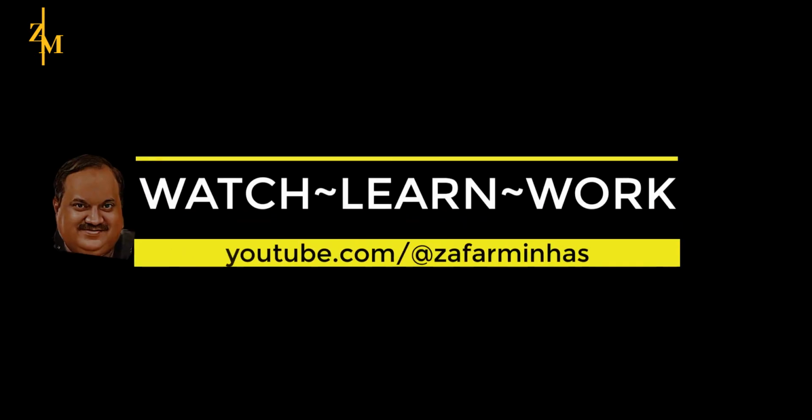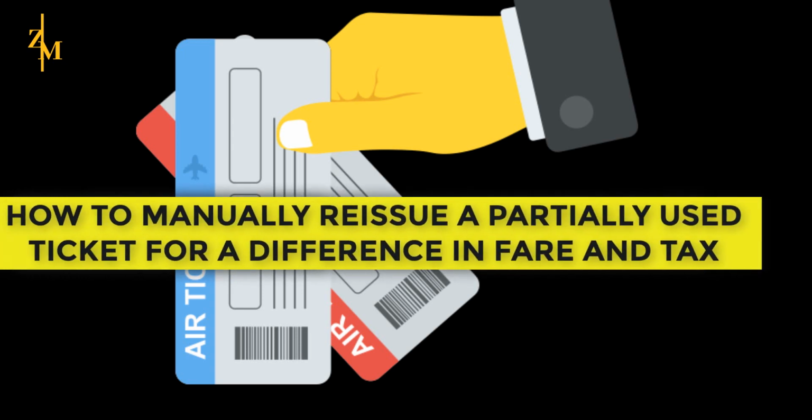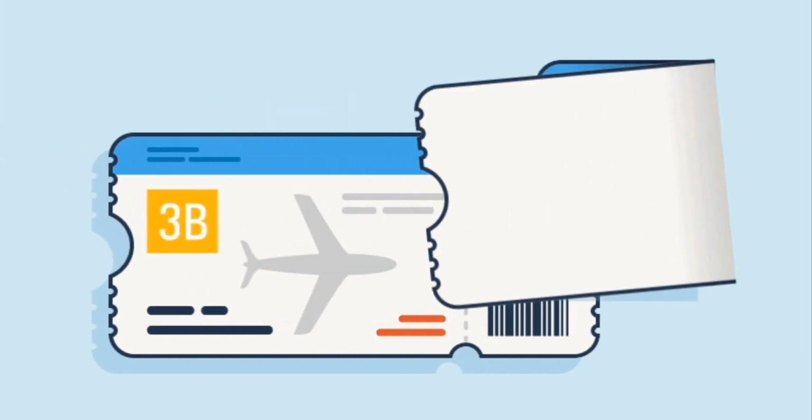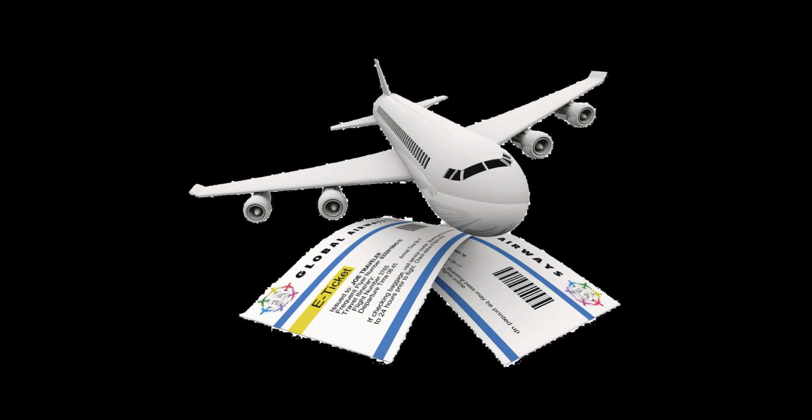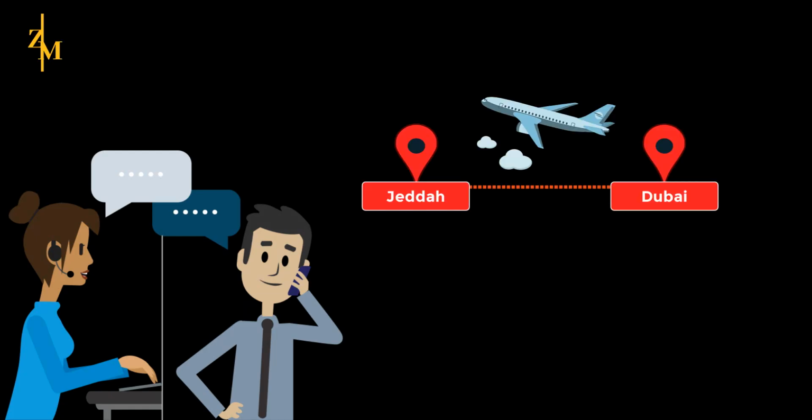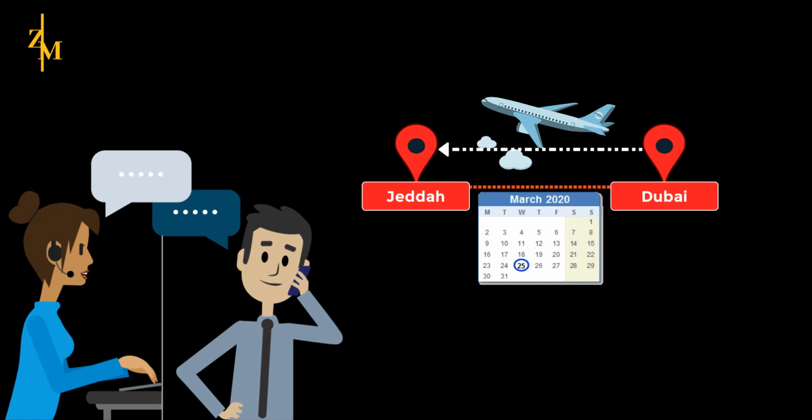Bismillahirrahmanirrahim. Hello viewers. In this video, you will learn how to manually reissue a partially used e-ticket for a difference in fare and tax. In this scenario, the traveler wishes to modify the return date from Dubai to Jeddah to 25th March for the same flight.